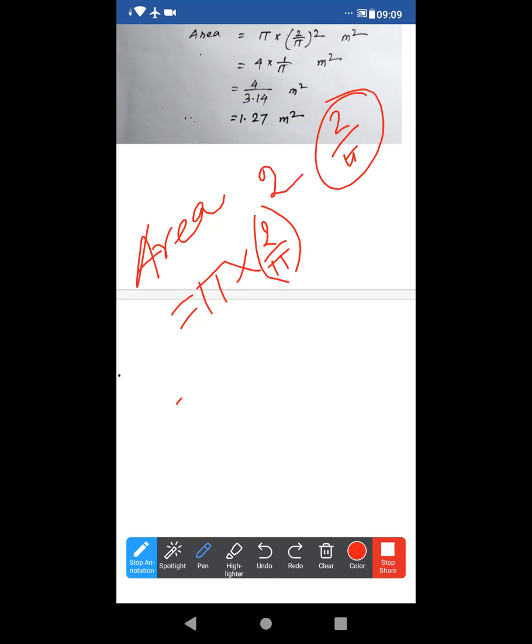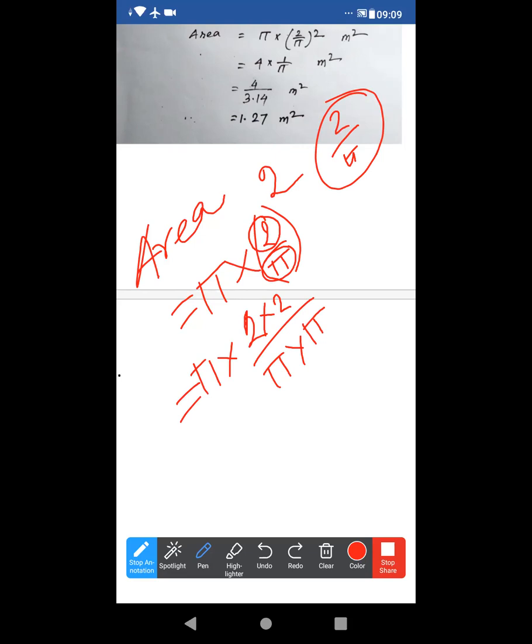Now here, both the numerator and the denominator are squared. That means pi into 2 squared, and 2 into 2 by pi squared means pi into pi. Yes or no? Is this one clear to all of you, or am I going too fast?